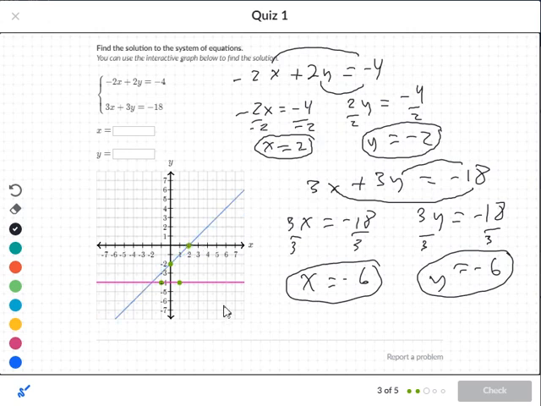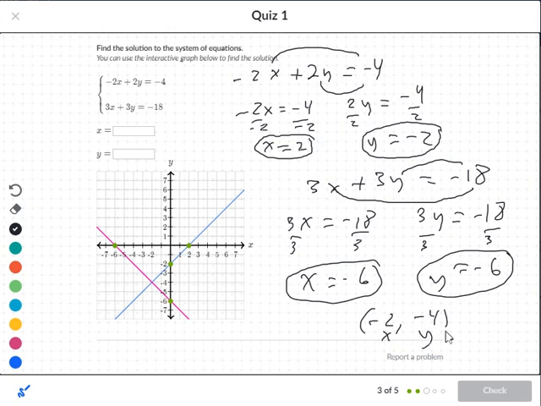Let me put this back. So this was 2 and negative 2. So we want y at negative 6 and x at negative 6. And the point here would be negative 2 and then down 4. So our point of intersection would be negative 2, then down negative 4.